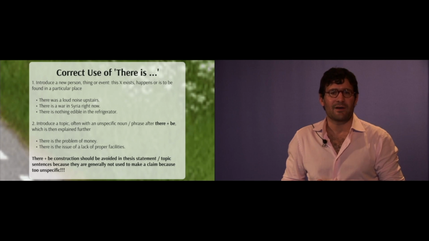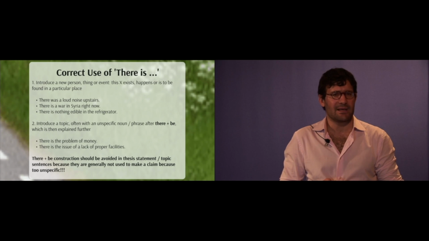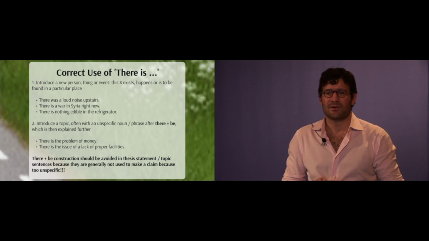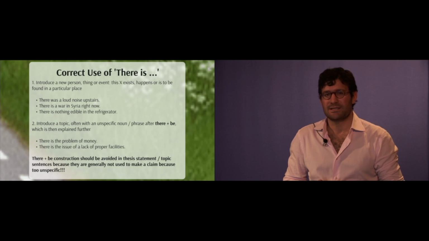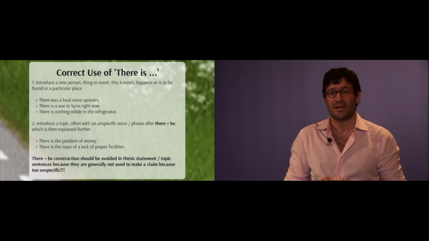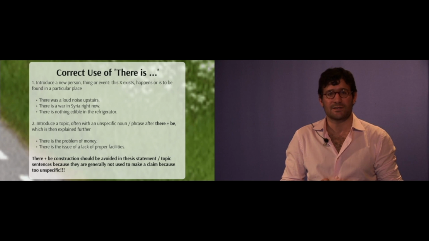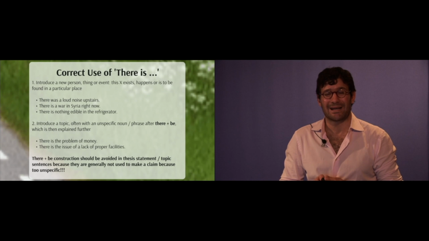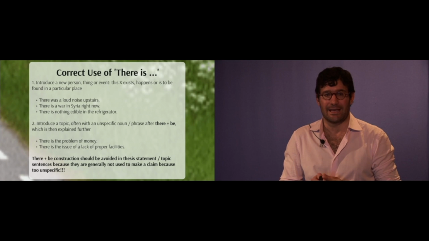However, a there plus be construction should generally be avoided in thesis statements or topic sentences because they are generally not used to make a claim; they are too unspecific. So in the worksheets that follow, I'll give you different kinds of thesis statements and topic sentences using there is, there are, there was, and there were. And what I would like you to do is to rewrite those, making these sentences more specific and more clear, making them make a claim. Thank you.